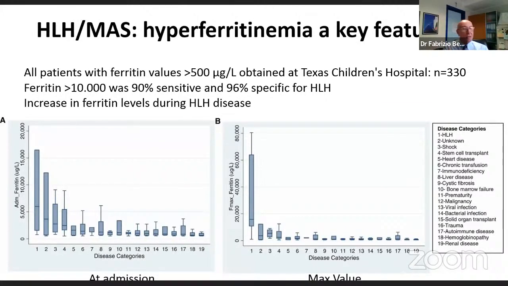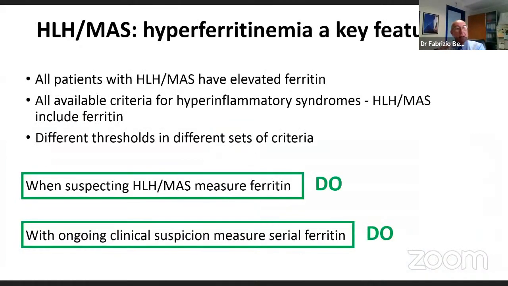Now, 10,000 is a cutoff that worked in this set of patients. However, I remind you that this is only greater than 500, which is abnormal anyway. So the different cutoffs in this set of samples and in other sets of samples lead to different sensitivity and specificity, and it's very difficult to define a cutoff.